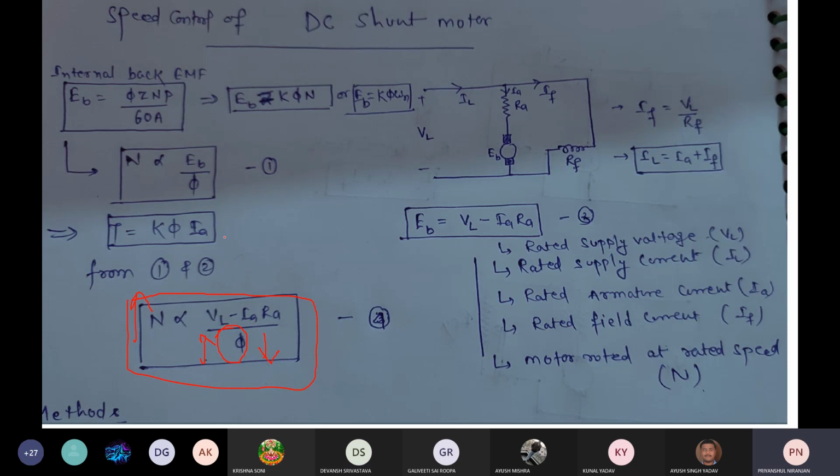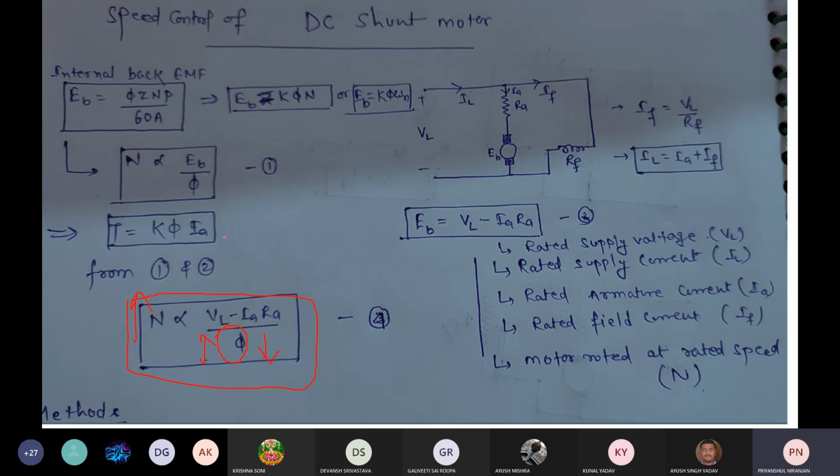Okay. So this method is for below the rated speed. When we go above the rated speed, we use the field winding method, and when we want to control below the rated speed, we use the armature resistance control. Okay. So one more method, na, the armature resistance method.